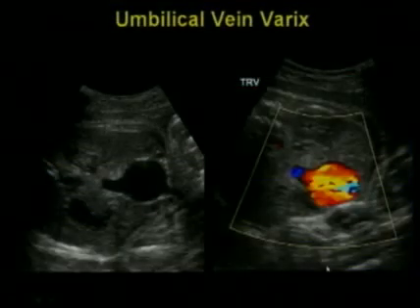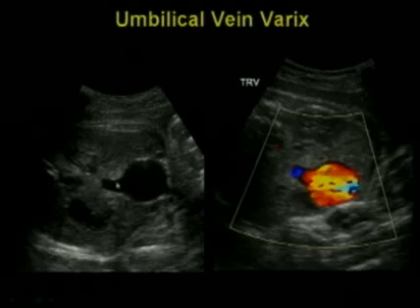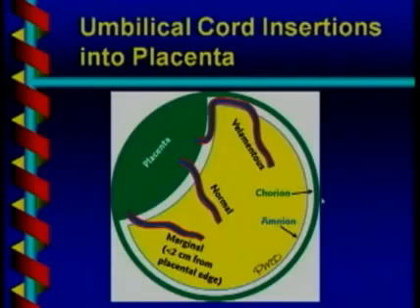And here's an example of an umbilical vein varix. The umbilical vein is normal here. Then it balloons way out, and then it's normal again. And here you can see on color Doppler that it lights up with color.